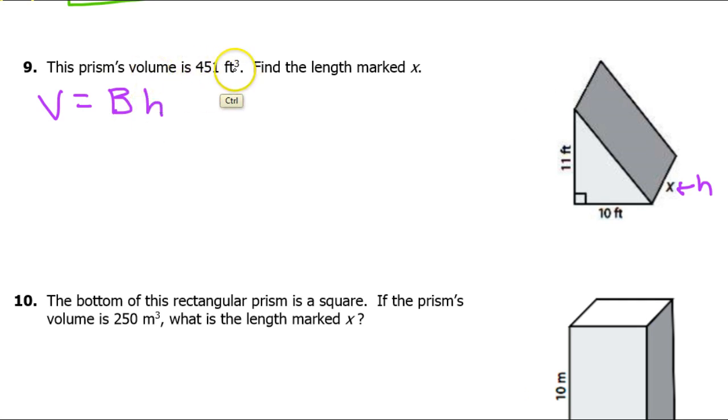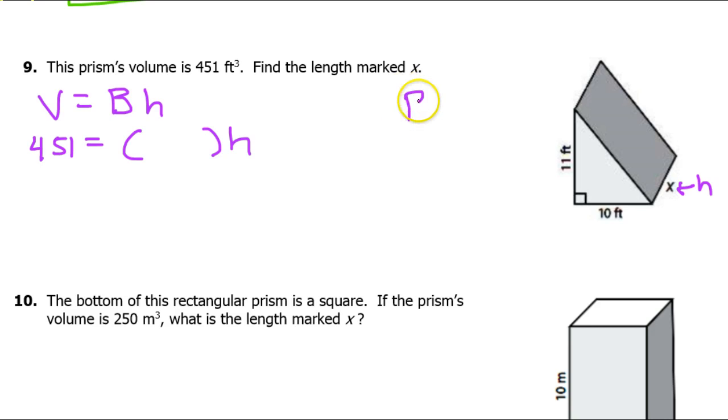Okay, so let's start filling in what we know. The volume of the prism is 451, so I know the 451 belongs here. Then I've got the area of the base times the height. So let's see, the area of the base.